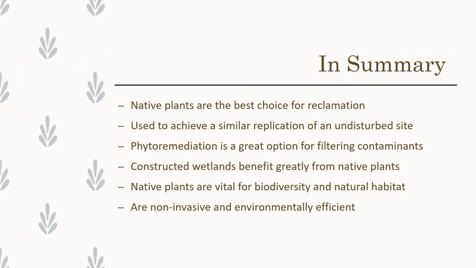In summary, when it comes to reestablishing wetland landscapes, native plants are typically the best choice for reclamation and stormwater management. Native plants are important for the surrounding ecosystem, and they benefit both the environment and society in the long run. Phytoremediation from native plants is a very effective way to filter contaminants from storm and floodwaters. Native plants are also water conserving and are typically non-invasive and environmentally efficient. Even when planting your own natural area, be sure to decide on some wonderful native plants.